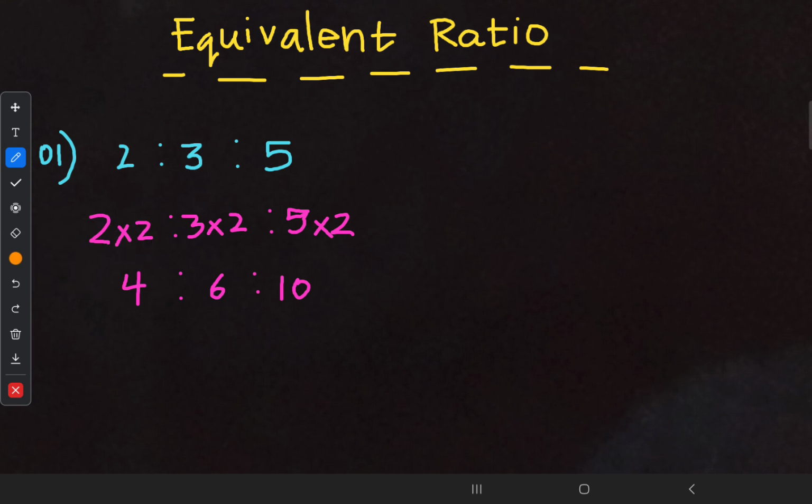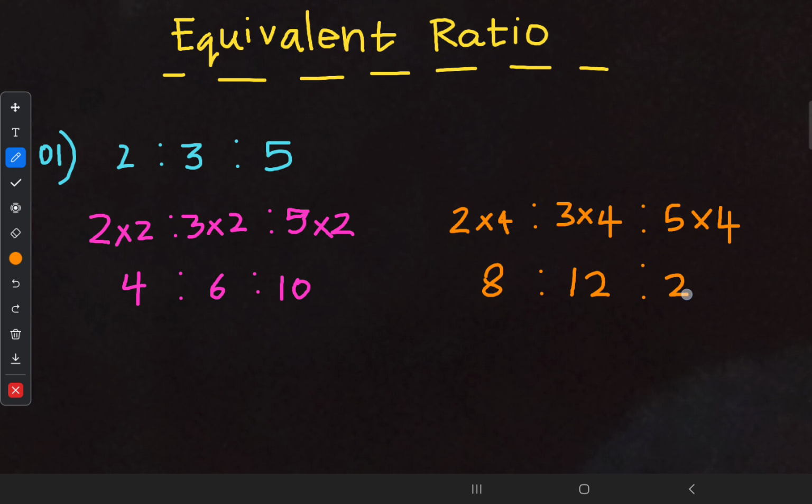Not only by multiplying by 2, we can multiply by 3 also, or by 4. Here I'll multiply by 4. All the values in the ratio should be multiplied by the same number. That will give you the equivalent ratio. 2 4s are 8, 3 4s are 12, and 5 4s are 20. Okay, 20. That's the thing.